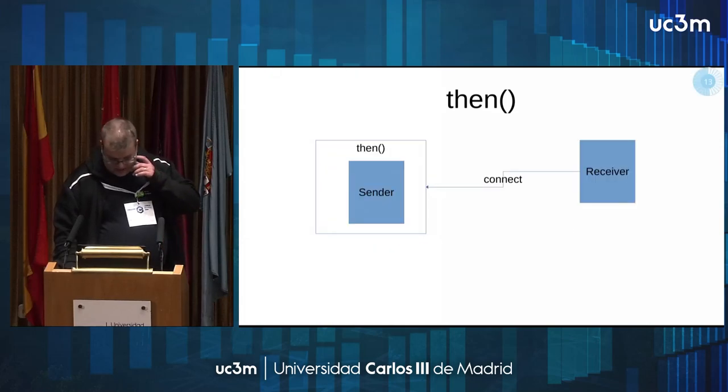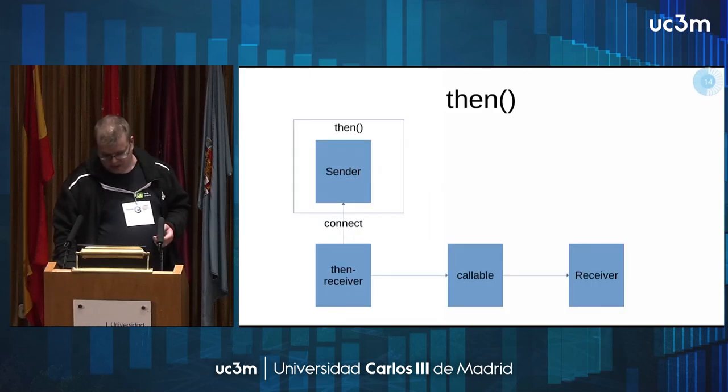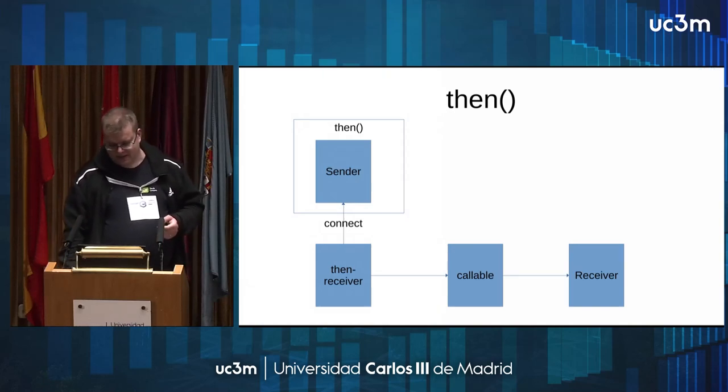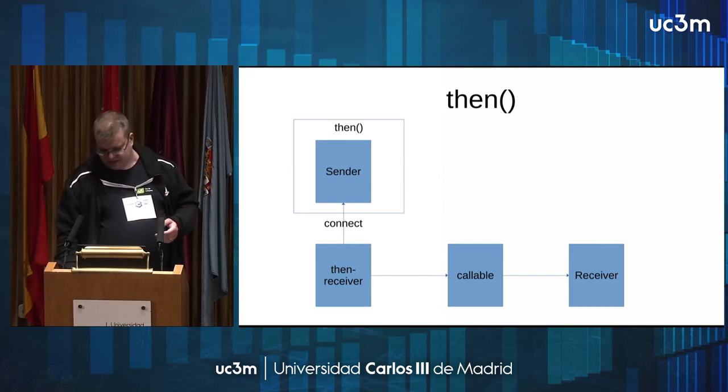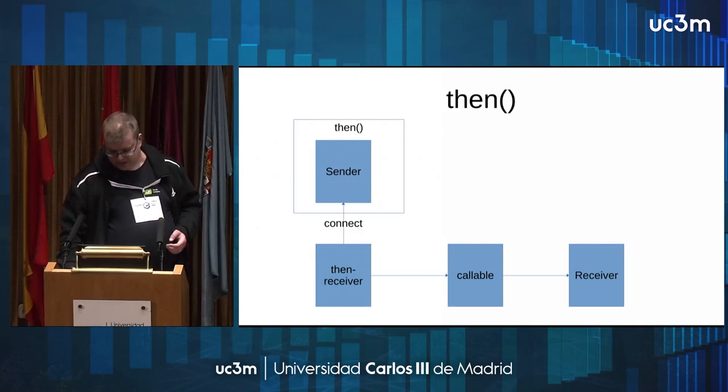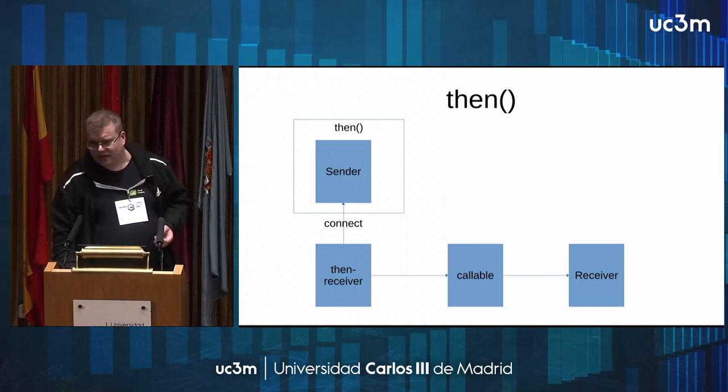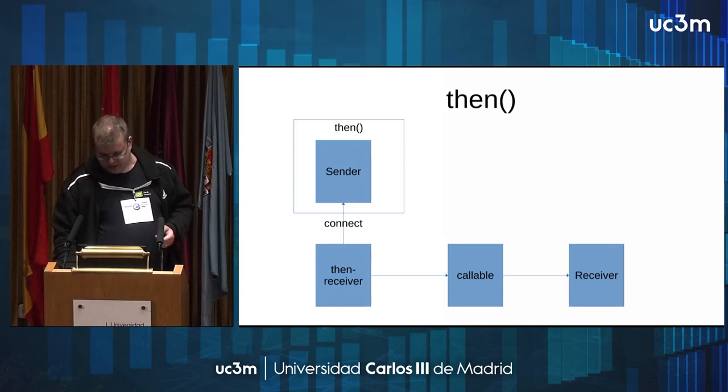So what this looks like is that when we do the connect of a receiver to a wrapped sender, what actually ends up happening is that the algorithm supplies that then receiver to the actual sender, and that then receiver knows about the callable and the actual underlying receiver. And then when the sender completes, it will invoke the actual then receiver, which will then invoke the callable, get its result, and then complete the underlying receiver.